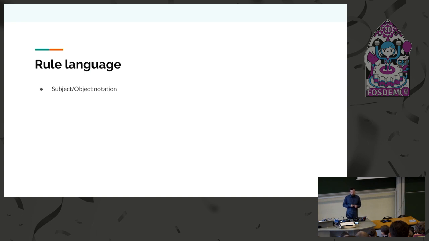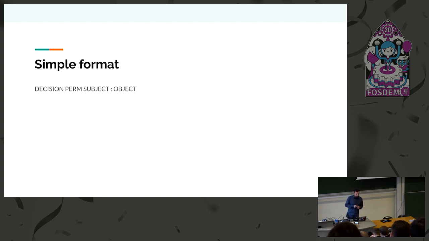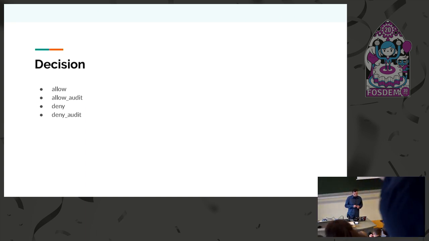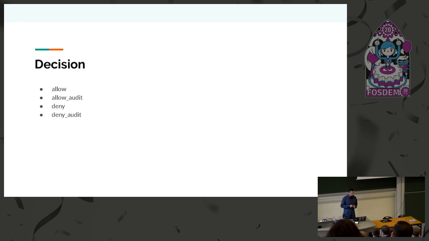So fapolicyd has its own rule language implemented, and it has a subject-object notation, very similar to SELinux or audit. It can be divided into four parts, where the first is the decision. The decision is the action that will be taken when a rule matches, and it can be allow or deny. We can combine it with audit, so the decision will also be audited, and we can find the decision in the audit logs.